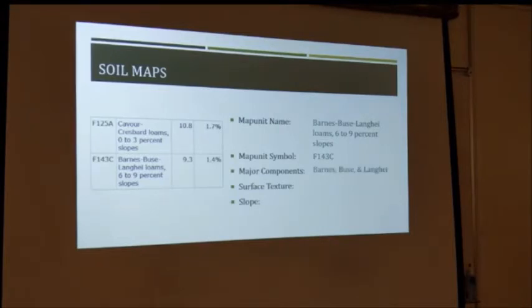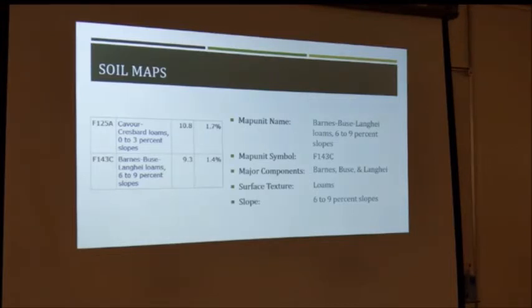Barnes, Buse, and Langhigh, all three are major components. They're included in the name because they are major. We do have our map units comprised of some minor soils, but they're in much smaller percentages than the major components that are listed. Our surface texture would be loams, and slope would be 6 to 9% slopes. Pretty easy once they learn exactly the terminology and how to put it together, and why we put it together.